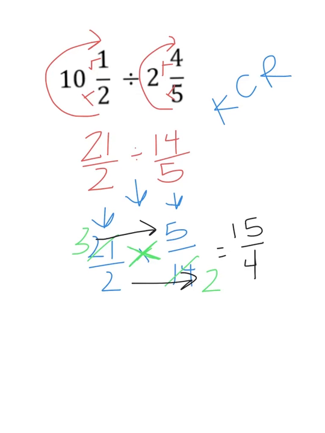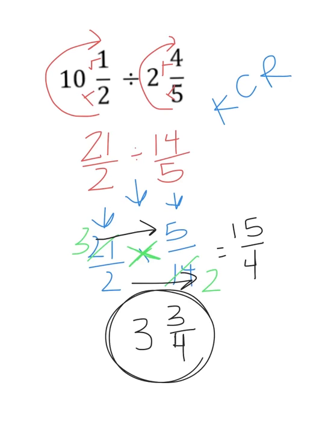So remember, to do this, I'm going to do top dog in the house, so 15 divided by 4. How many times does 4 come out of 15? Well, 4 comes out of 15 3 times, because 3 times 4 is 12. And then that leaves me with 3 left over fourths. So my final answer is 3 3/4.